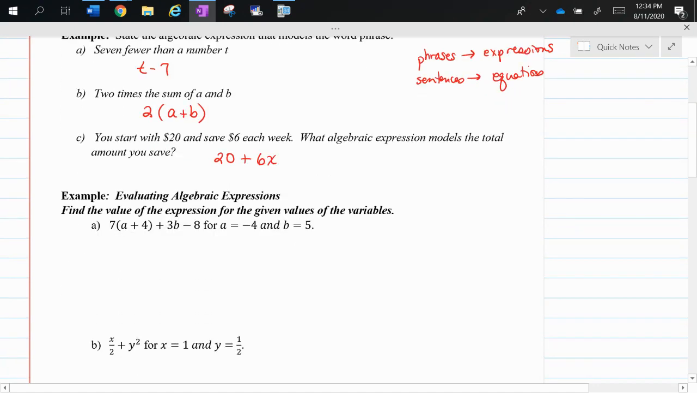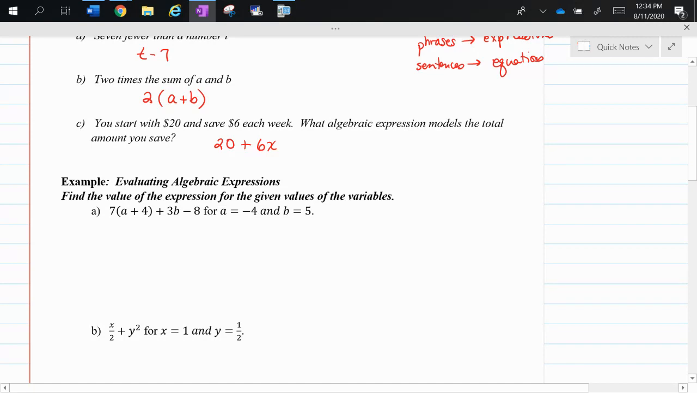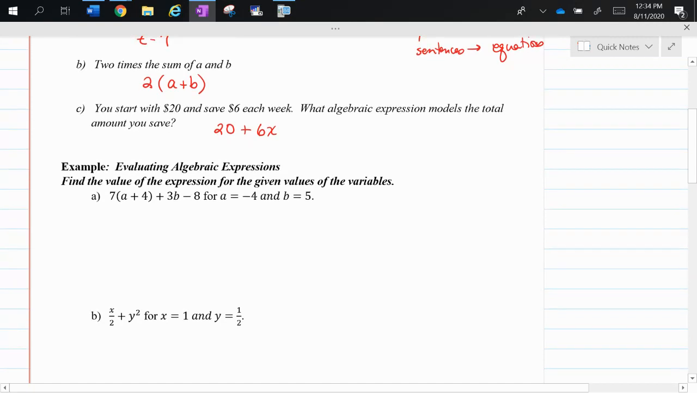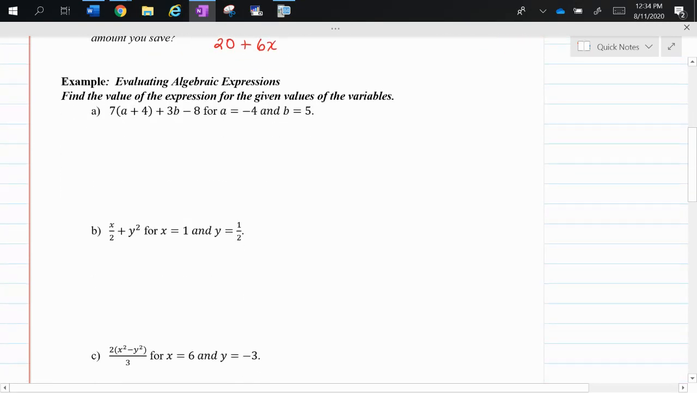So we're going to now look at some algebraic expressions and talk about how we evaluate them. Evaluate means to find the value of. If we know the value of variables, in other words, if we know how many a is equal to, or how many b is equal to, then we can evaluate the expression. And in order to evaluate the expressions, we need to remember our order of operations.